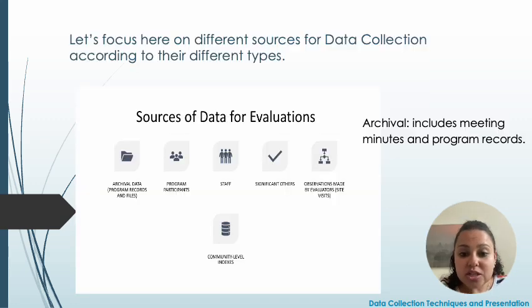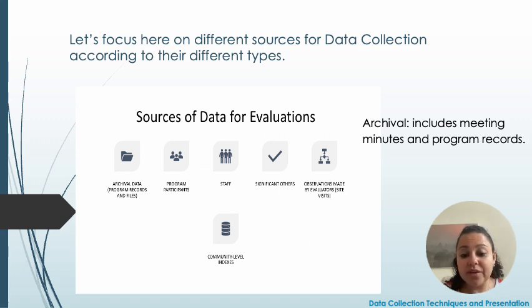So let's focus here on the different sources of data collection according to their different types. As I said before, these are mainly the stakeholders. Yeah, the stakeholder analysis, how we can use it in the data collection process. So we can ask the participants or the staff or significant people or the trainers, or use the observations made or the site visits that we did and the people who hosted us, or the community in general, or we can read some articles and understand the situation of the program or the project that we want to implement and how it was implemented in the past, for example.